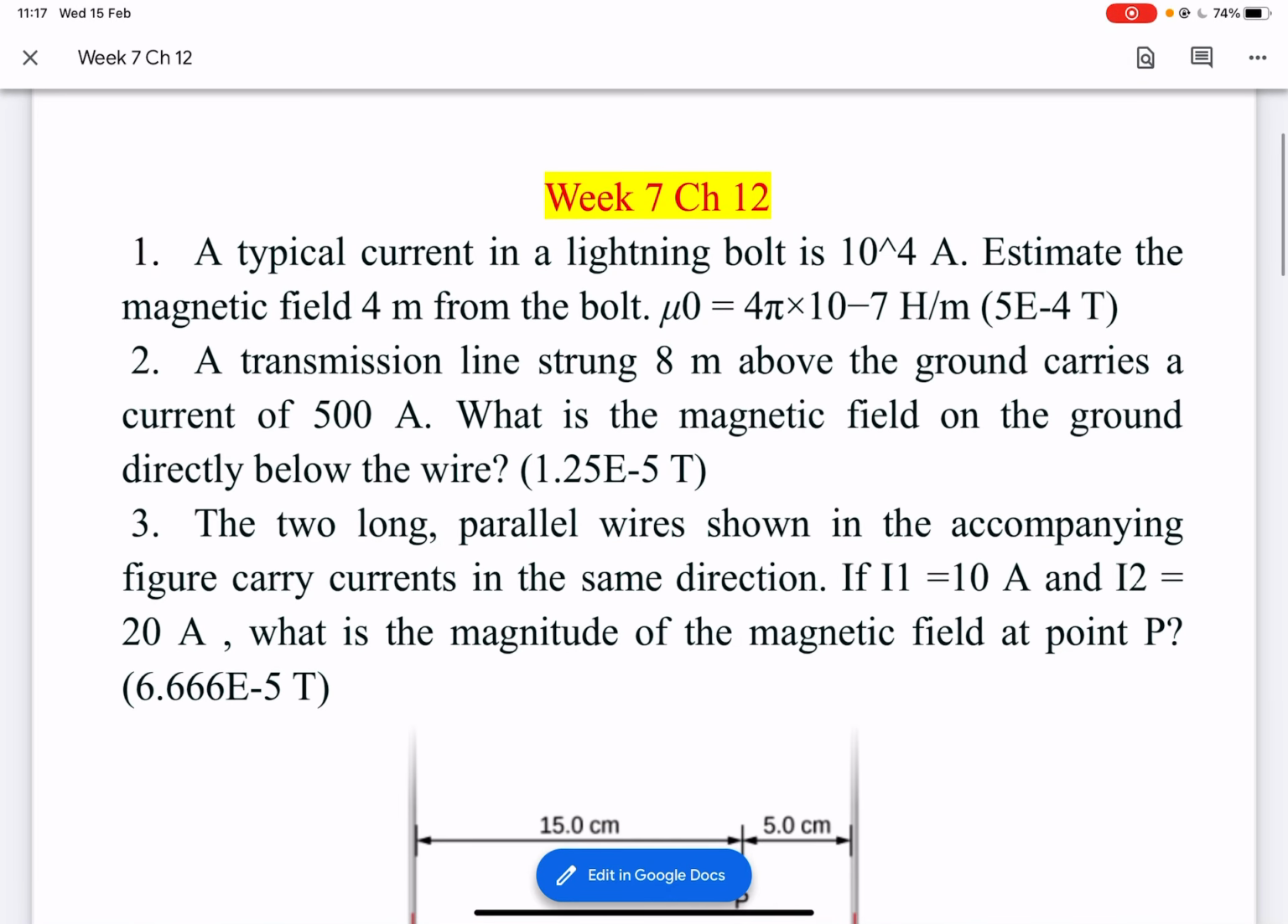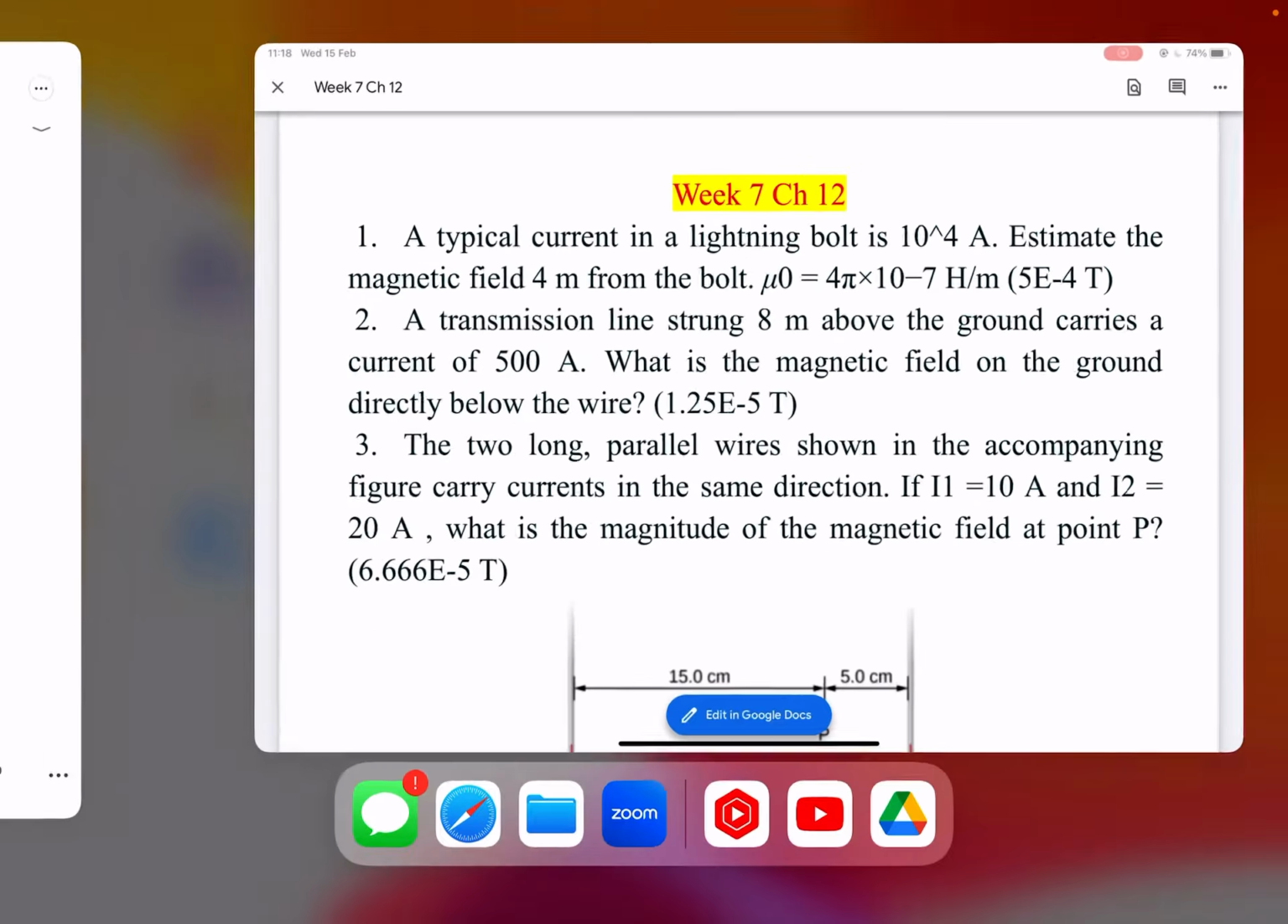Okay, so here you have problem number one. We have a long wire that carries current. The current is given. Magnetic field, we have to find the magnetic field at a radius of 4 meters. Okay, so how can we find it?